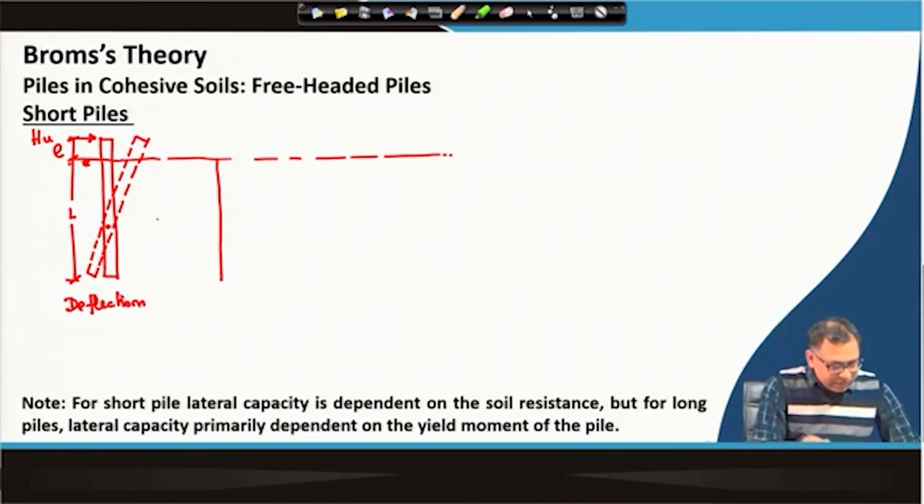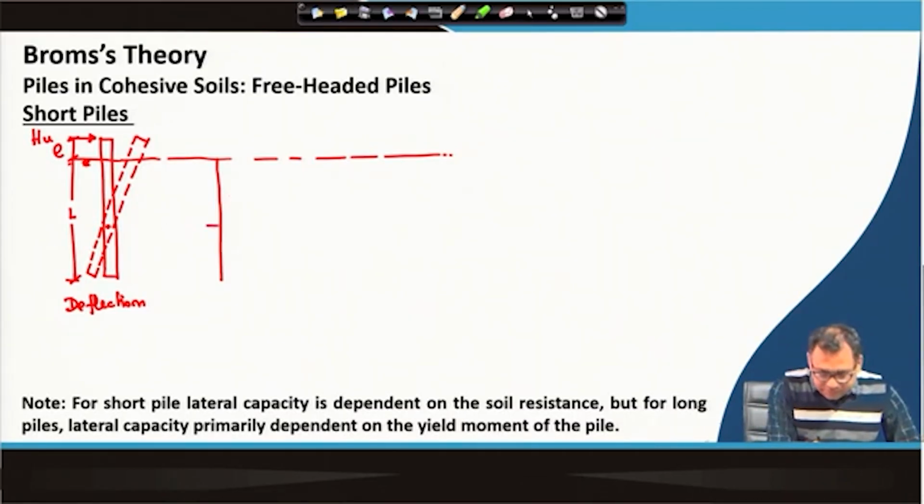So, that I will draw here. So, this is the point. Below that there will be a distribution like this, okay, and above that there will be a distribution like this.